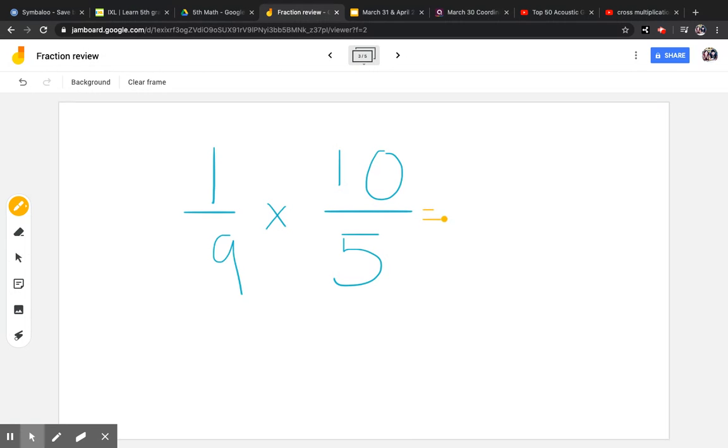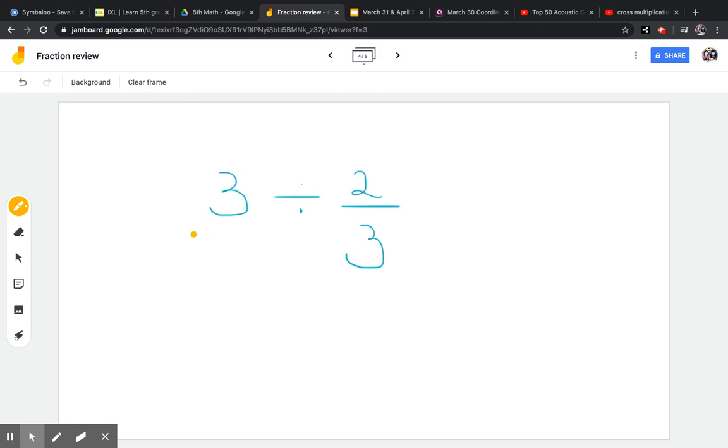All right, multiplying, nice and easy. You just multiply across. So 1 times 10, 10. 9 times 5 is 45. And I know that 5 goes into both of these, so I can divide these both by 5. 10 divided by 5 is 2. 45 divided by 5 is 9. So my simplest form is 2/9.